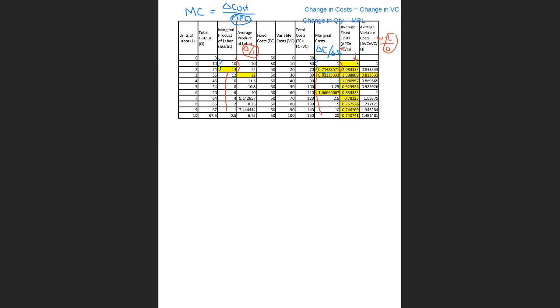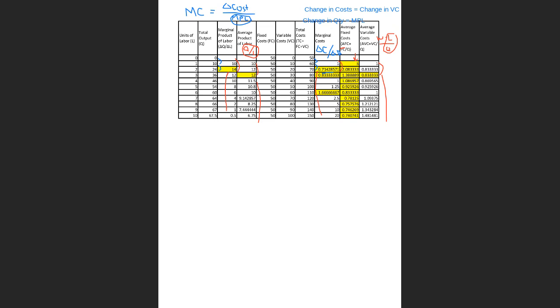All right, so if average product is falling, average variable goes up. If average product is going up, average variable is falling. So you should see that relationship again here, right? You've got the 10 to the 12, and then as the 10 rises to 12, you see your average variable falls from 1 to 0.833. And then once your average product starts to fall, then your average variable is rising. Okay, so that's another important relationship that you might want to be aware of between these.